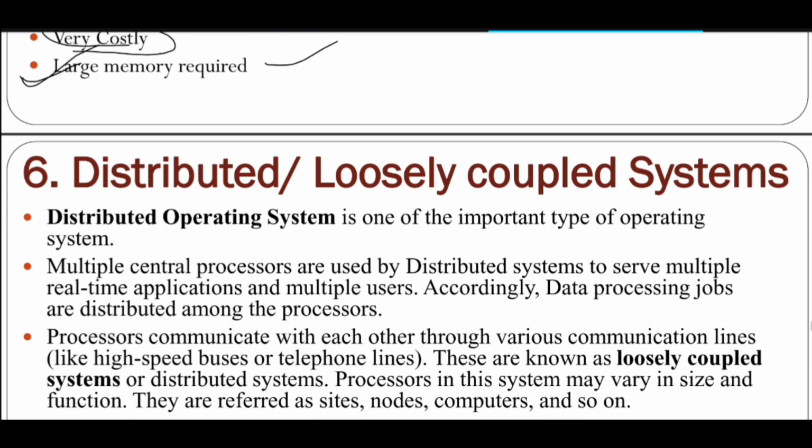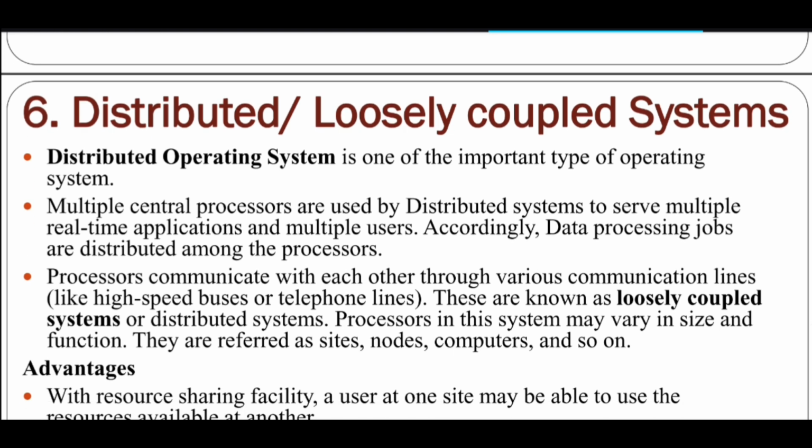Then our distributed operating system, or loosely coupled operating system. I can simply say that processors communicate with each other through various network lines, and multiple central processors are used by distributed systems. What does it mean? First, let us watch our notes.